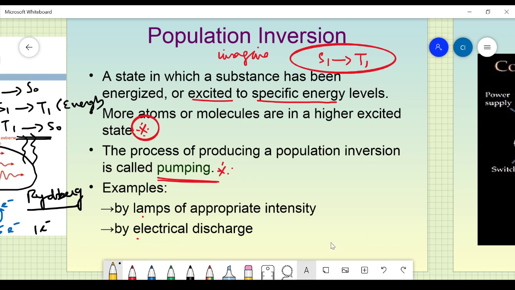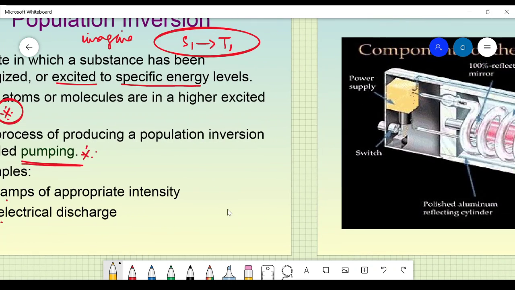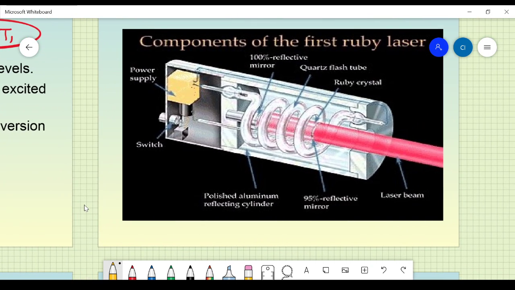By electrical discharge. What is electrical discharge? You can have two electrodes. That setup is what you are going to see here in the components of the first UV laser, which is there in your example. This is the power supply unit, and you have a switch there as well, all electrical setup.